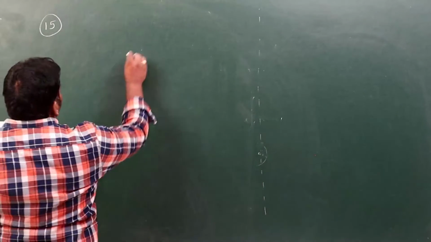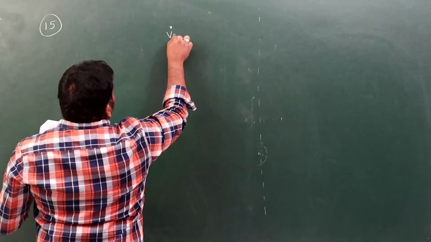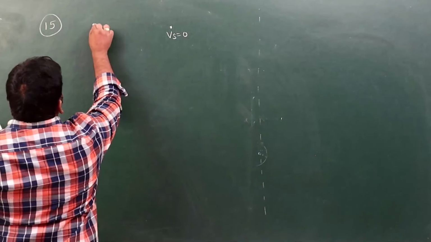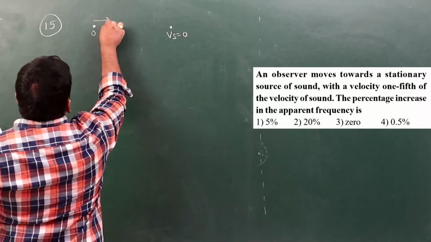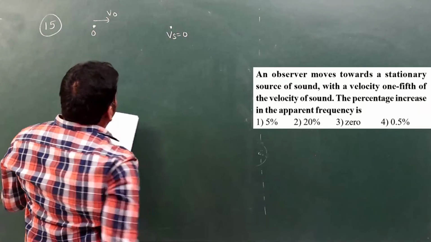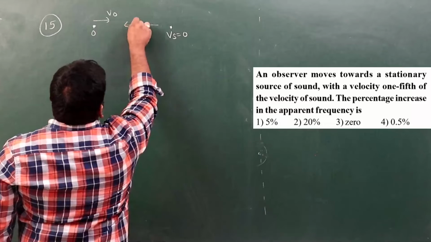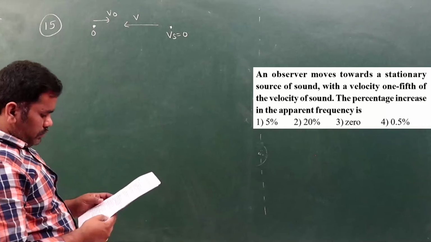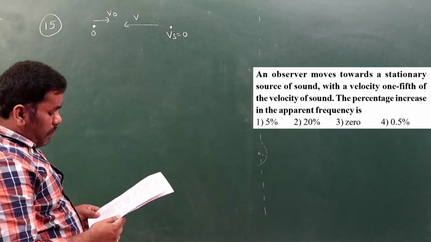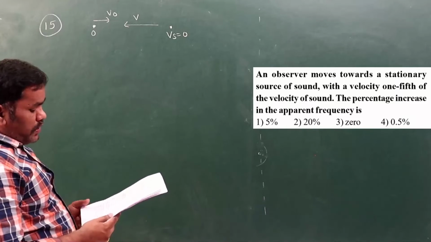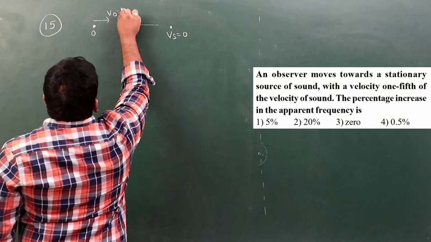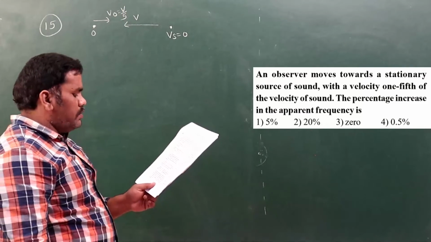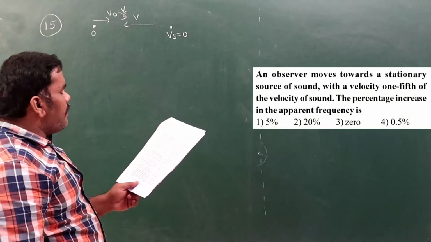So here the source is at rest, so Vs is equal to 0. The observer moves towards the stationary source, with velocity V0. The velocity of sound is always taken from source to observer. Here, how much velocity is the observer moving with towards the stationary source? V0 is equal to V by 5, 1/5 of the velocity of sound. The percentage increase in the apparent frequency is how much?